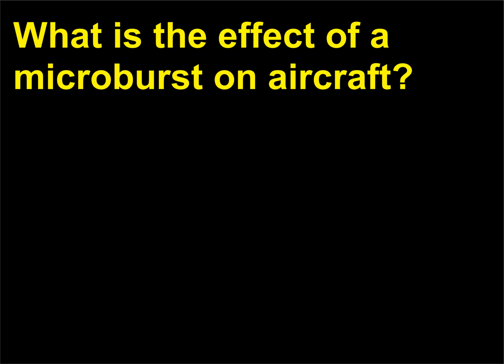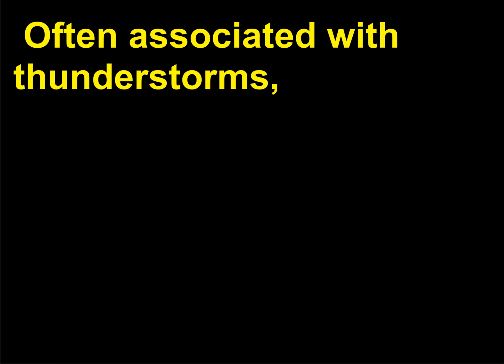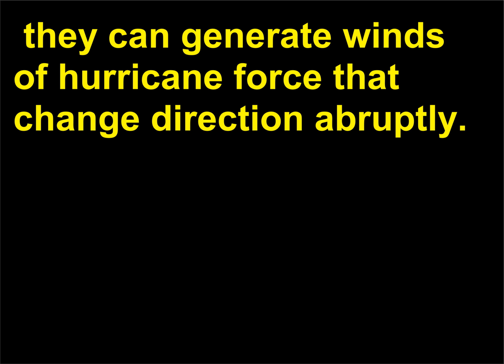What is the effect of a microburst on aircraft? Microbursts are downbursts of air with a diameter of 2.5 miles, 4 kilometers, or less, often associated with thunderstorms. They can generate winds of hurricane force that change direction abruptly.